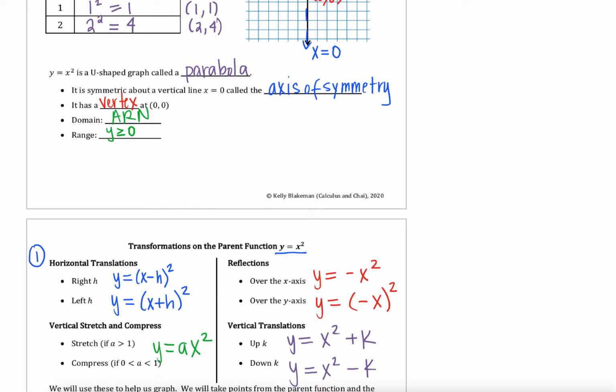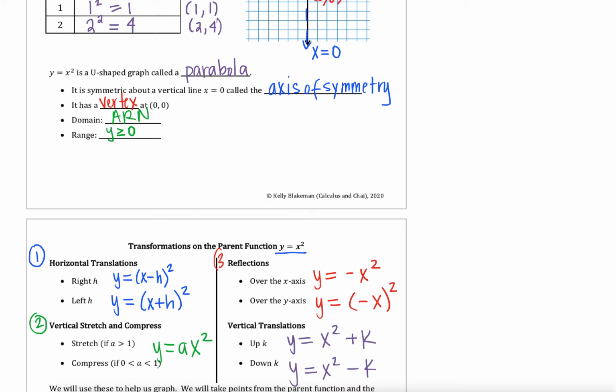Our second type of transformation is a vertical stretch or compress. And that happens when we take this stretch or compress factor, which we call A, and we multiply it to our parent function x squared. Remember, it's a stretch if a is bigger than 1, and it's going to be a compress if a is less than 1 but bigger than 0.